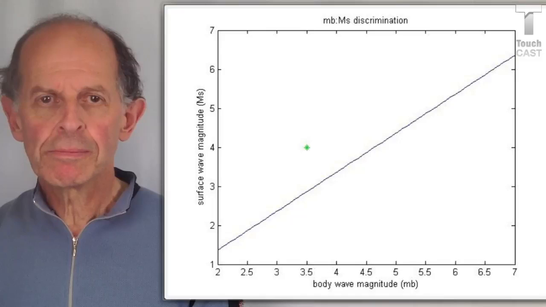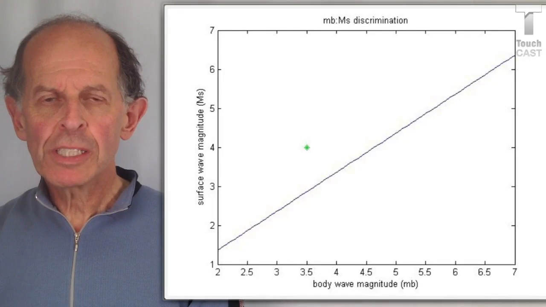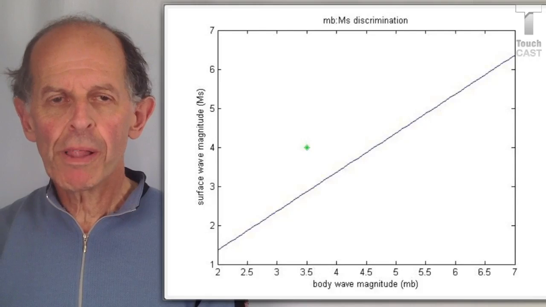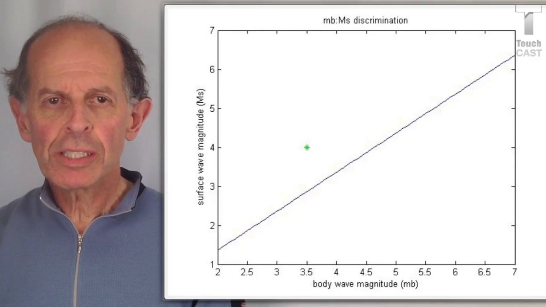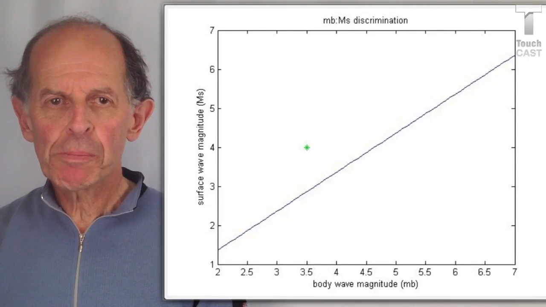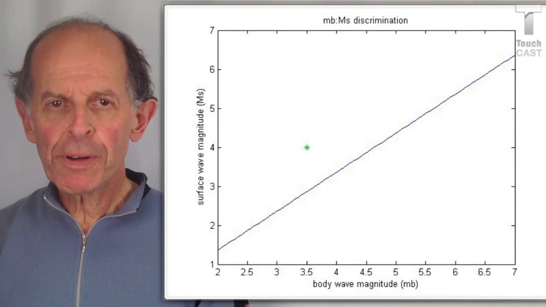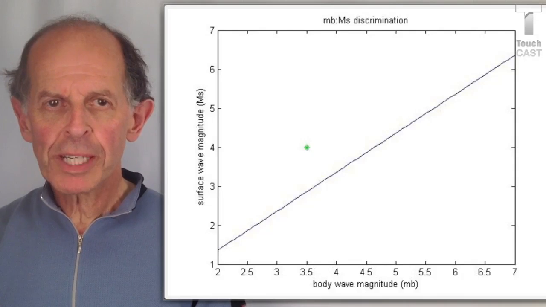We are going to devise a two-dimensional graph that will enable us to separate bombs from earthquakes. Look at Figure 1. On the vertical axis, you see the magnitude of the surface waves plotted, and on the horizontal axis, the values of the body wave magnitudes are plotted. The graph has a line that separates bombs from earthquakes effectively.